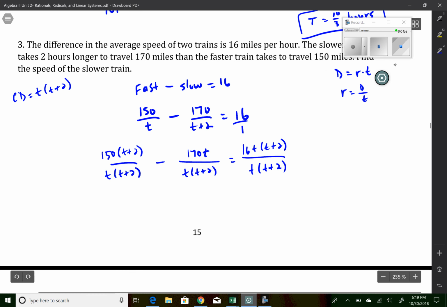Multiply everything out, so I have 150t plus 300 minus 170t is equal to 16t squared plus 32t. Combine up some like terms, so I have 300 minus 20t.